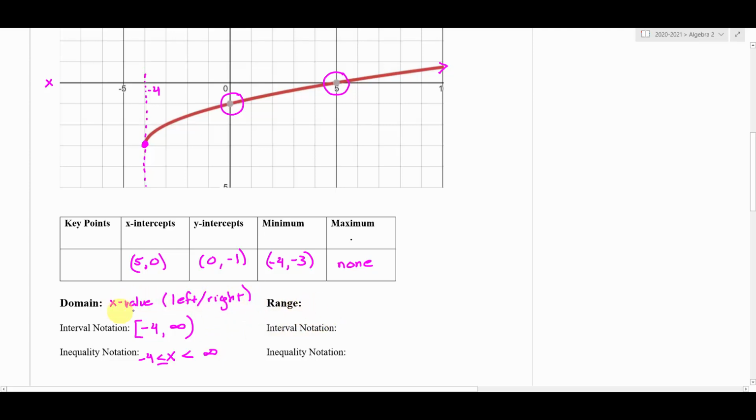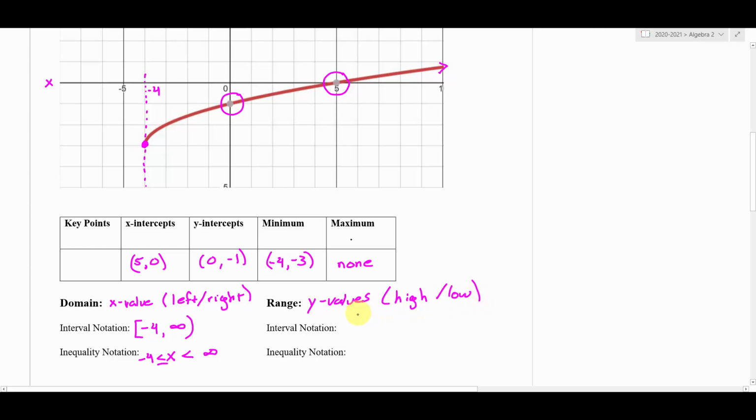Okay? So let's try range. So domain described all of our x values, which we determined to be how far to the left and how far to the right on the graph we could go. Well, range describes all of the y values. Right? What y values can our function give us? And we can see that easily by looking at our graph and asking how high and how low can we go? Okay, so this is high and low.